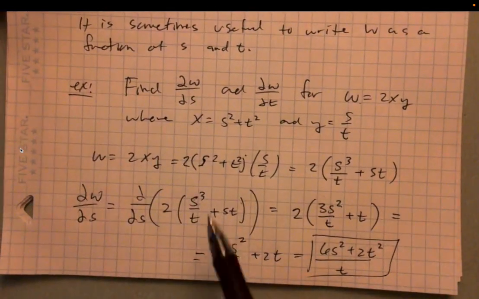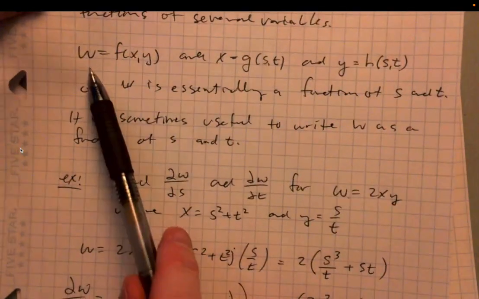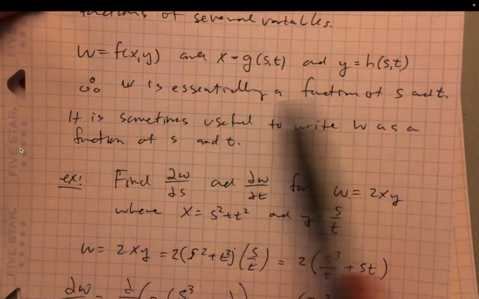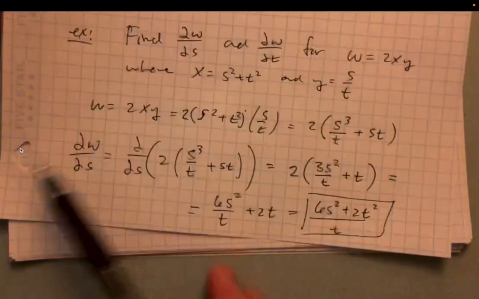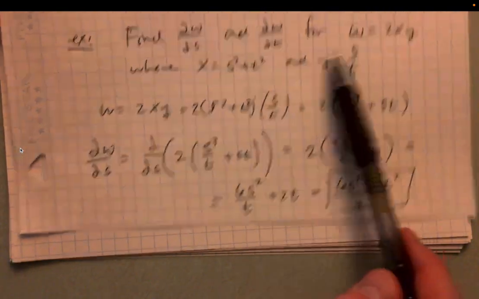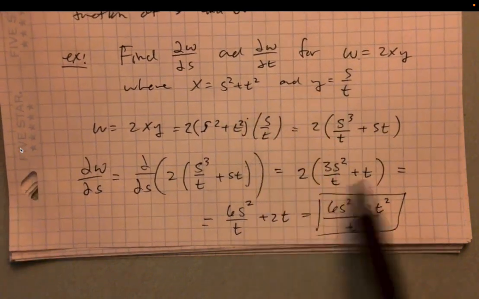And remember, this is the second case where w is a function of x and y, and x and y are both themselves functions of 2 variables each. So we can always just rewrite w as a function of s and t. That's one way to approach it, and then the partial derivative is straightforward. I won't bother with the partial of w with respect to t. It's exactly the same as the previous part, so you can easily just do that on your own.